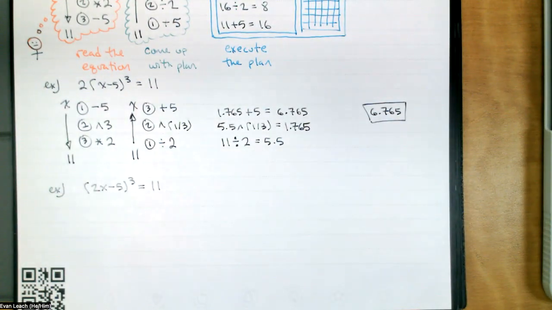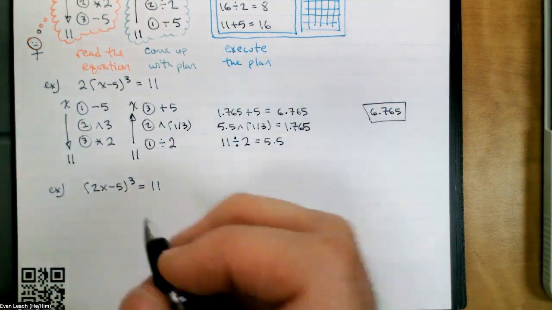Same three operations in a different order. We've got to know our order of operations, exponents before multiplication, before addition, unless parentheses tell us that we want to change that up, which they do in this case.